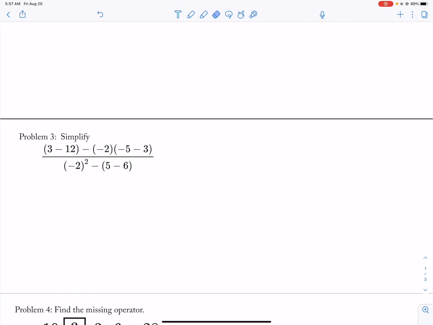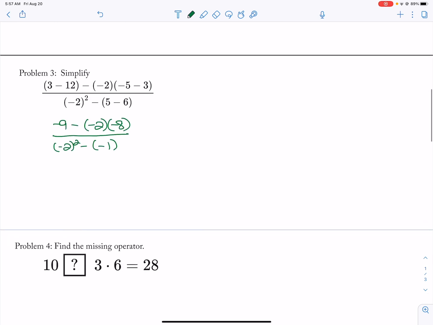Okay, so let's look at problem 2. So I'm going to do my parentheses first. So 3 minus 12 is -9, and then minus -2. And then -5 minus 3 is -8. And then (-2) squared, and then minus a -1. Okay, so now I have -9 minus -2 times -8 over 4 minus a -1.